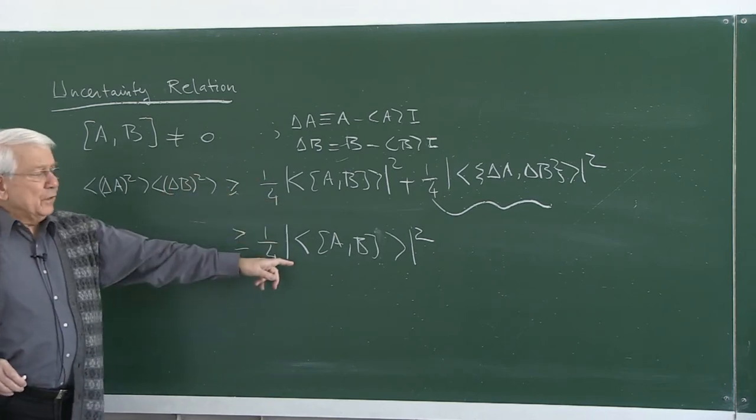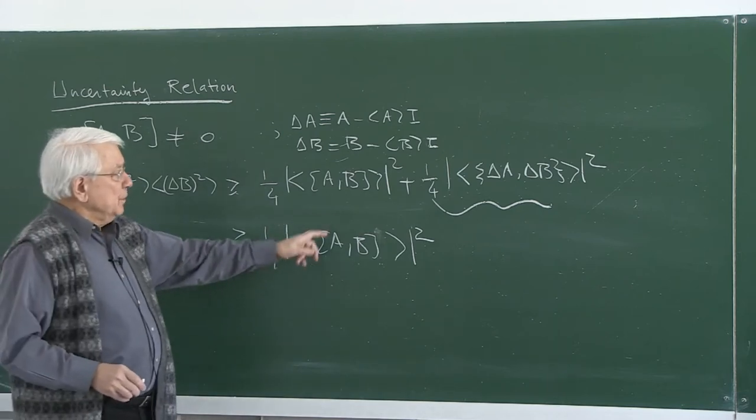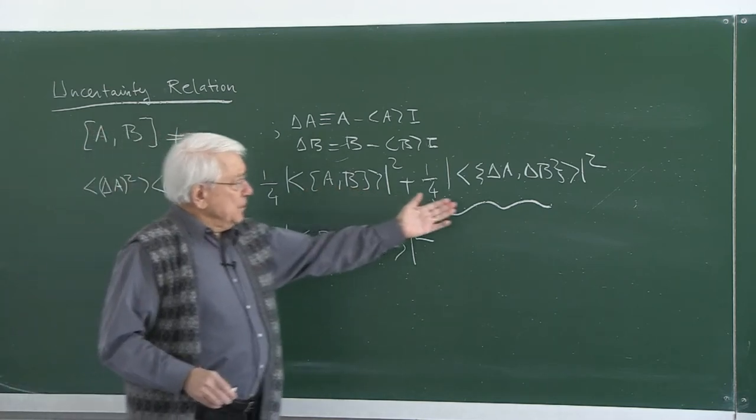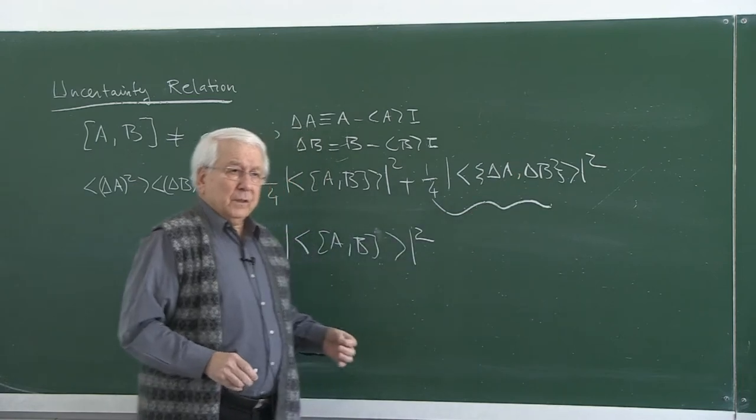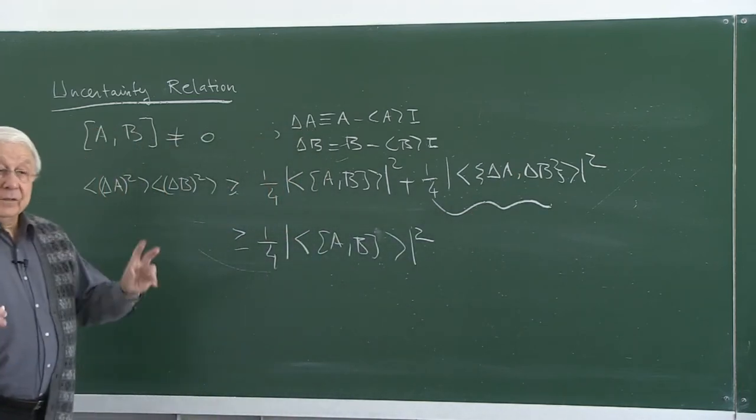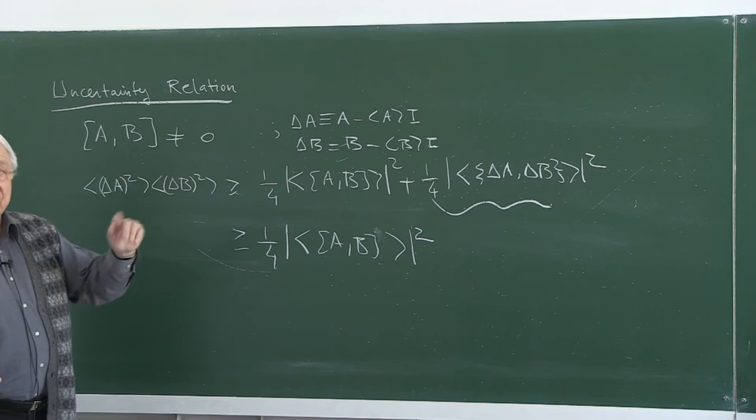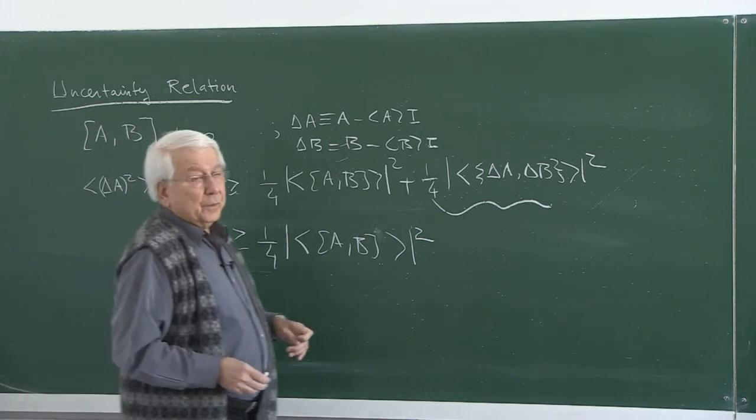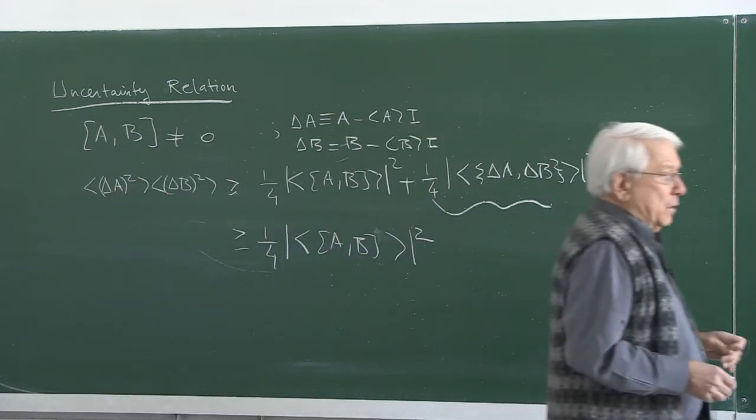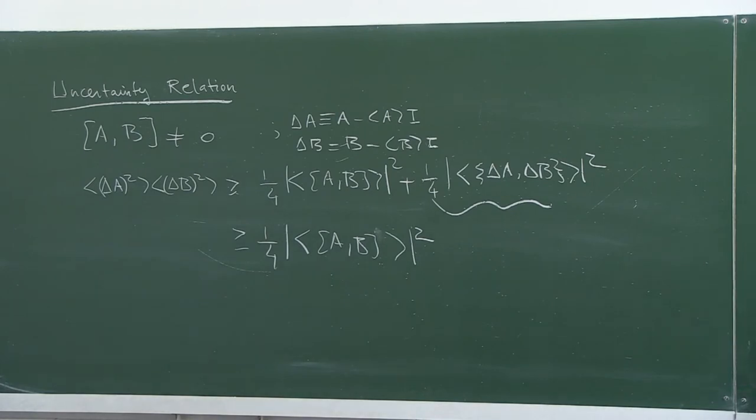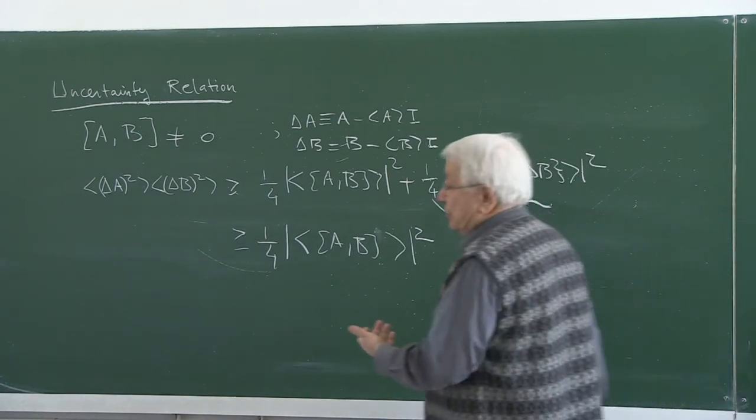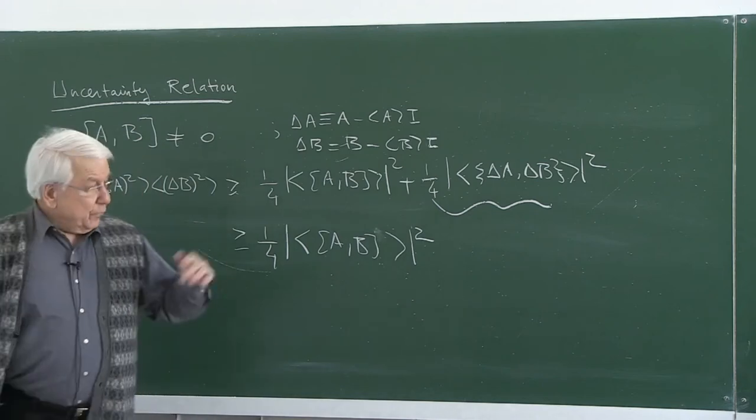It was too quick perhaps in the last minute or so of the last lecture. As this is positive definite, being the anti-commutator, that's A times B plus B times A, a Hermitian thing, its expectation values and mod squares are real. So you drop it, a real positive square, and you reduce the right-hand side further.